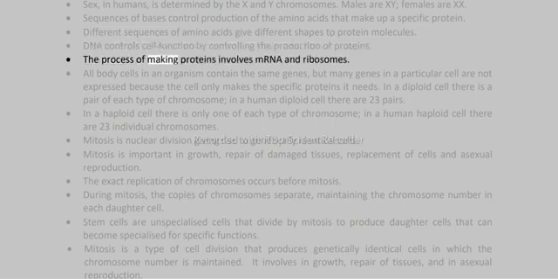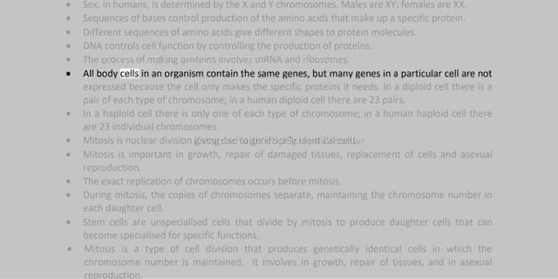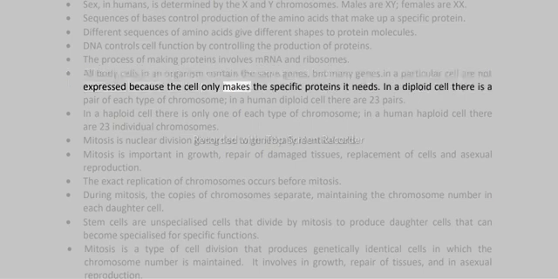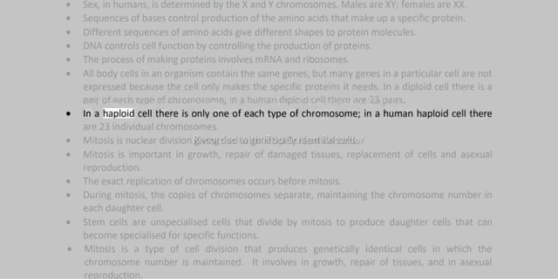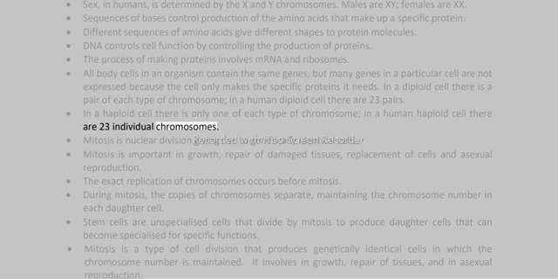The process of making proteins involves mRNA and ribosomes. All body cells in an organism contain the same genes, but many genes in a particular cell are not expressed because the cell only makes the specific proteins it needs. In a diploid cell there is a pair of each type of chromosome. In a human diploid cell there are 23 pairs. In a haploid cell there is only one of each type of chromosome. In a human haploid cell there are 23 individual chromosomes.